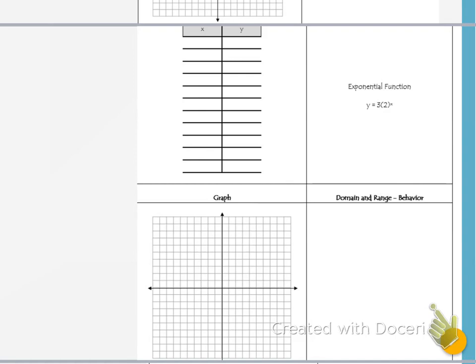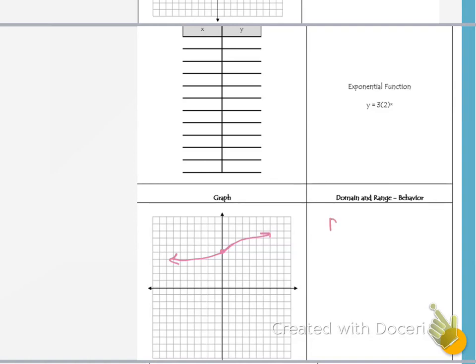Okay, my next one, it's an exponential. So again, you would get your table. This one's going to be kind of ugly. It's going to have a lot of decimals. The main point, 1, 2, 3, 4, is up at 5. And it looks a little bit like this.